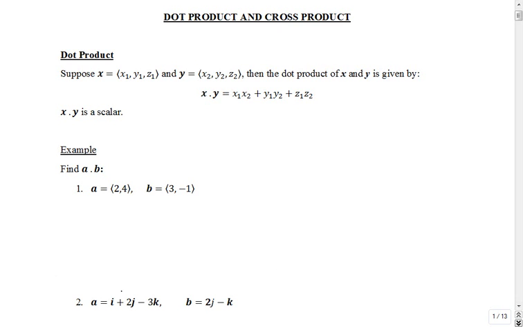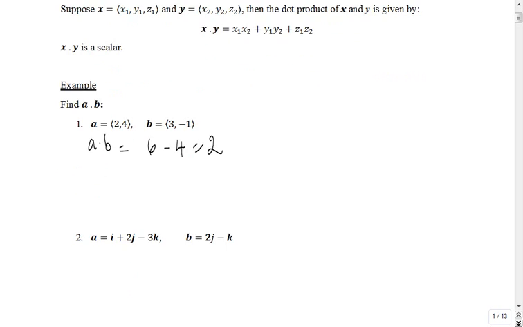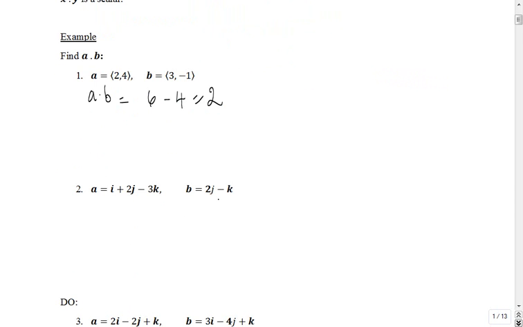Find A dot B. So number one, A dot B is equal to 2 times 3, which is 6, 4 times negative 1, which is minus 4, and that is equal to 2. Number two, A dot B is equal to, here we multiply the corresponding coefficients. There are no i's in B, so the first one would be 0. Then it would be 2 times 2, which is 4, minus 3 times minus 1, which is plus 3, and this is 7.